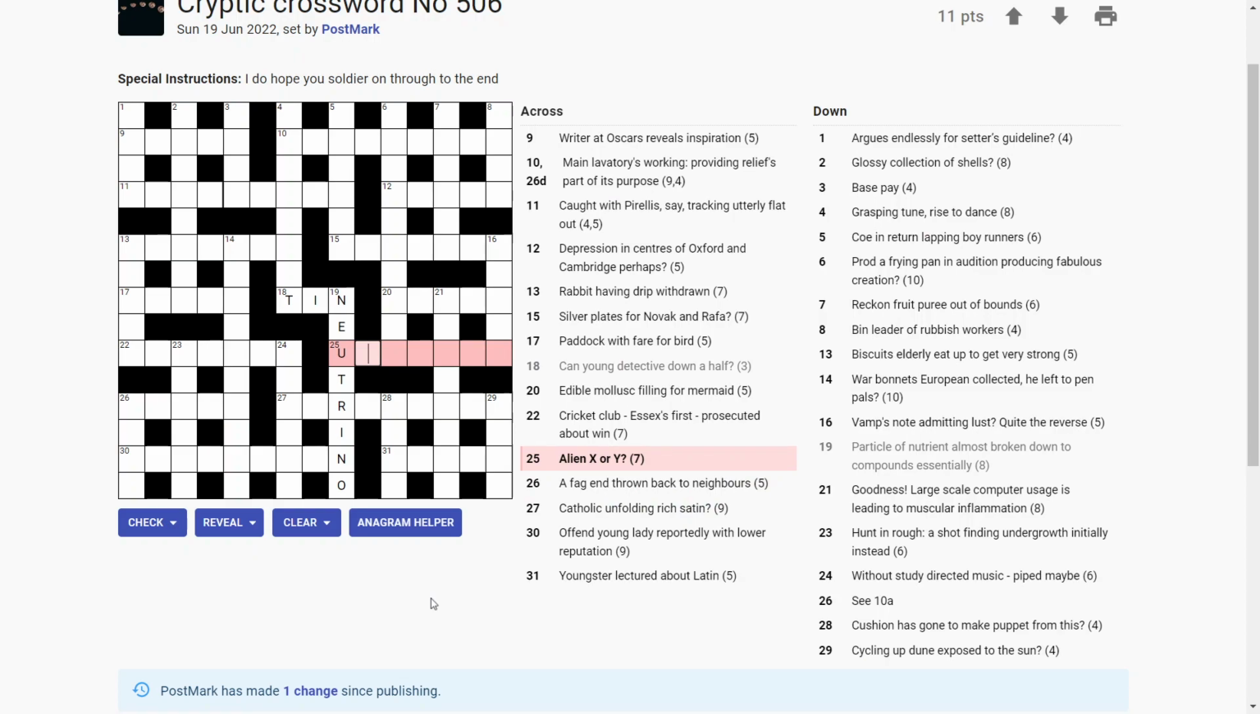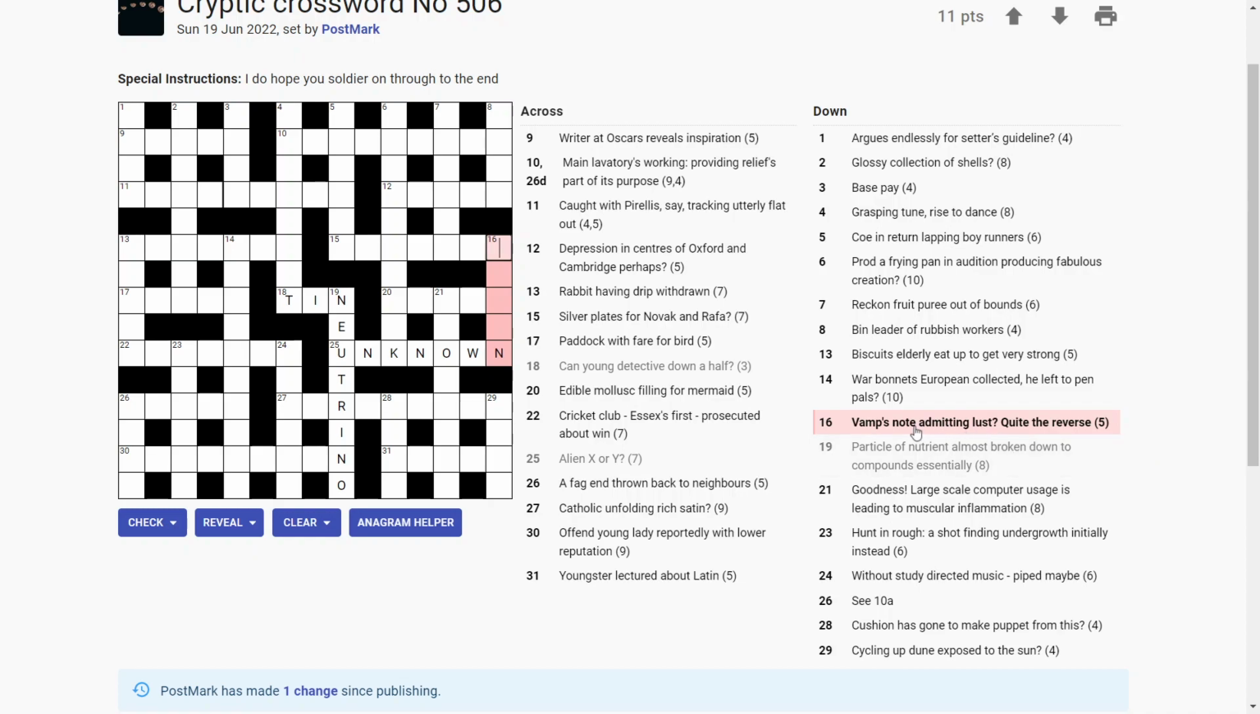Alien X or Y. Unknown. Double definition. So in maths, X and Y are often used for unknowns or variables. And an alien is unknown. Double definition. Good.